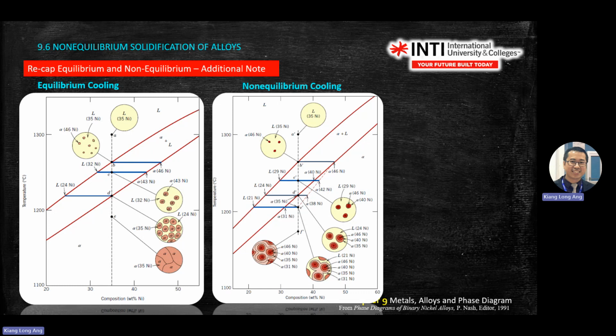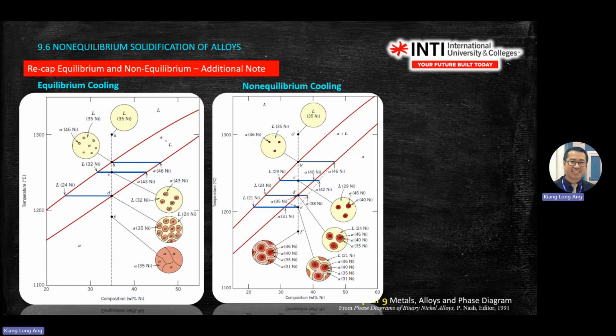No, not the dotted line, but you go to the solid line. Like for example, this one. This one you understand, right? This one, how many percent of solid? You go to the end. Here you get 46. But you did rapid cooling already.